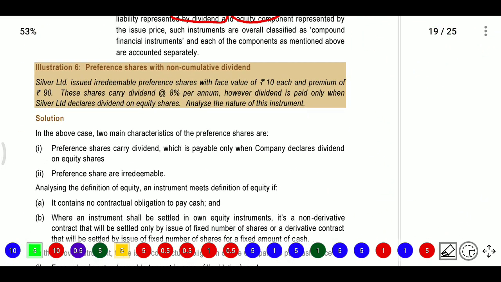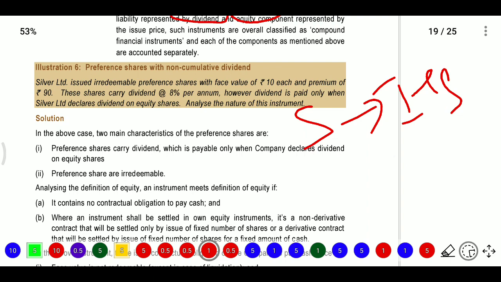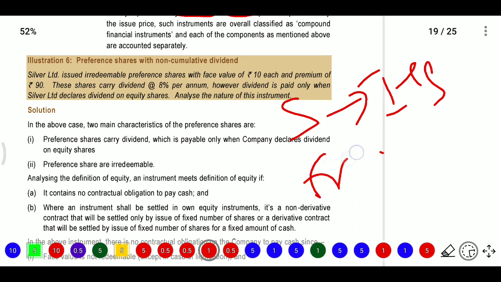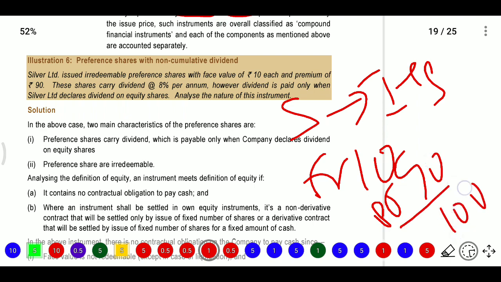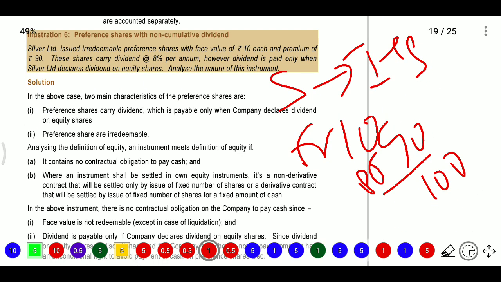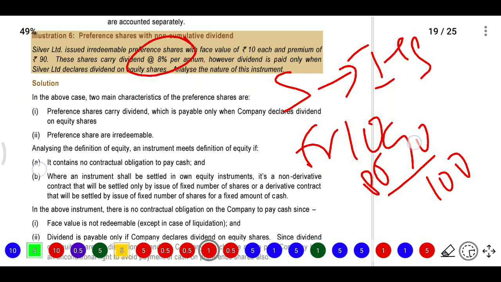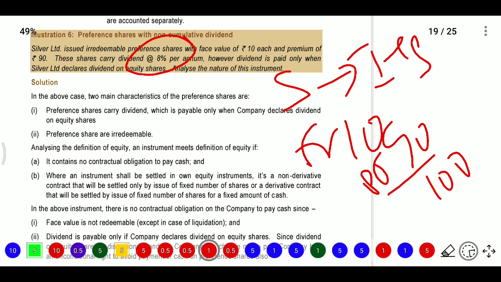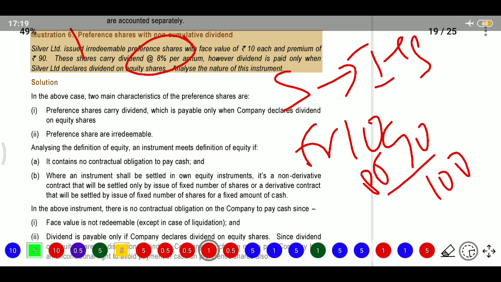So one Silver company is there. Silver company has issued irredeemable preference shares. So for the irredeemable preference shares, face value will be 10 rupees and premium will be 90 rupees. So total value will be 100 rupees. Whatever they are carrying, the dividend will be 8 rupees. However, this dividend is paid only when Silver declares a dividend on equity shares.